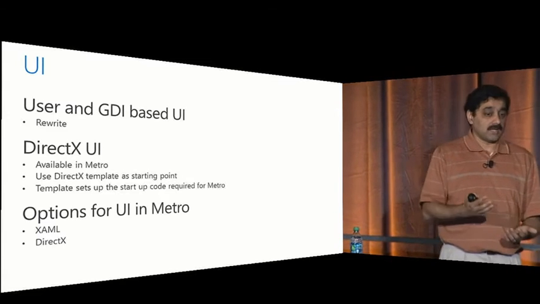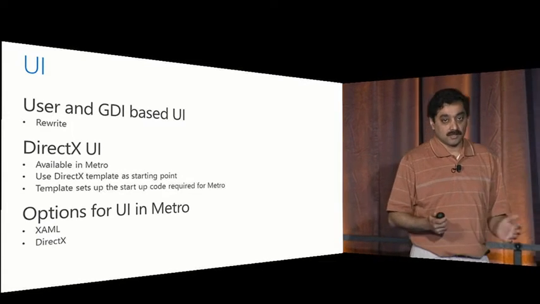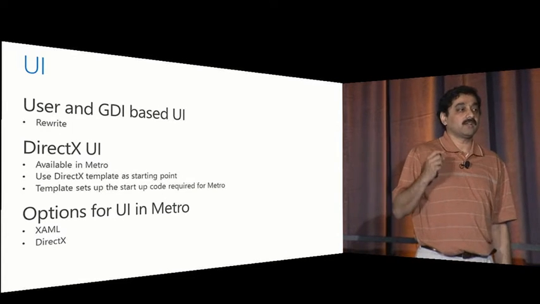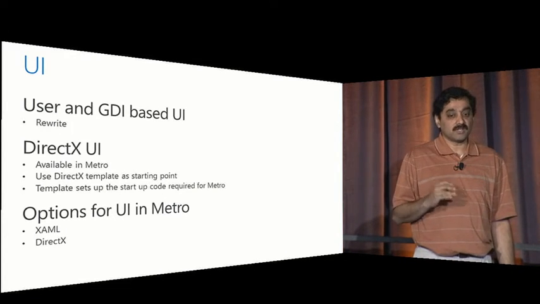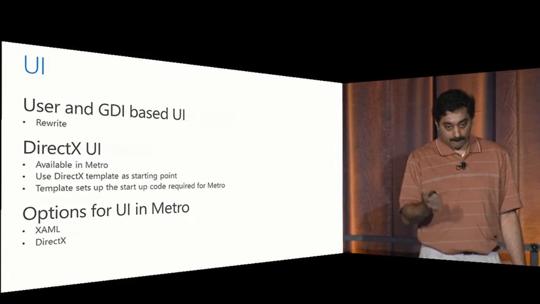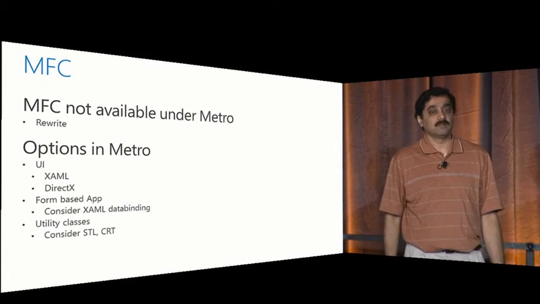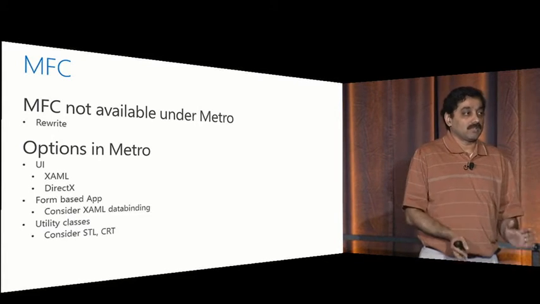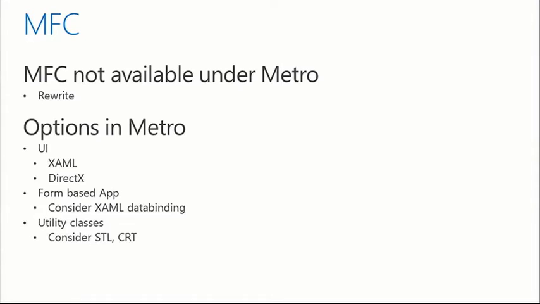So what are the options? XAML and DirectX. Those are your options under Metro. So be ready to rewrite your UI if you're using Win32, User and GDI based UI. MFC is not available under Metro. MFC targeted Win32 and User GDI. We have not ported MFC to Metro, so you have to plan for a rewrite here as well.